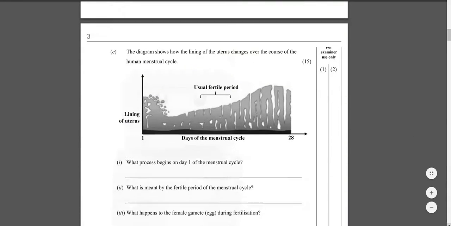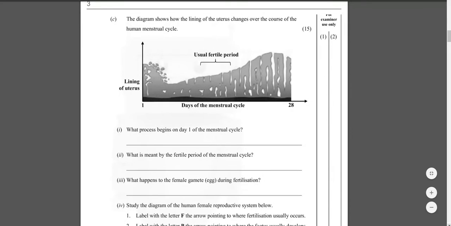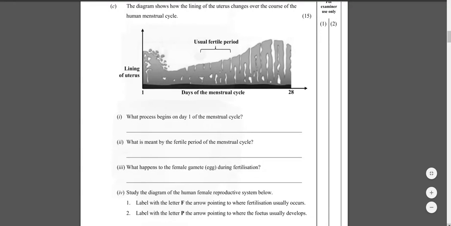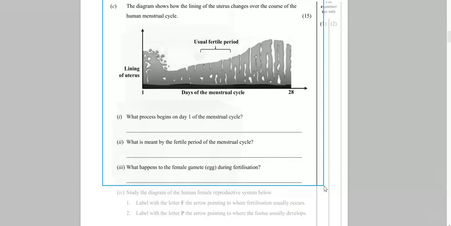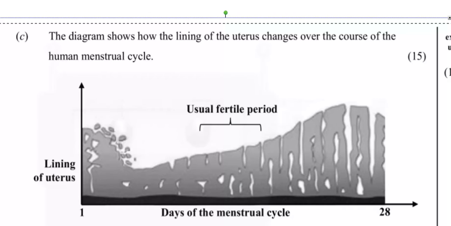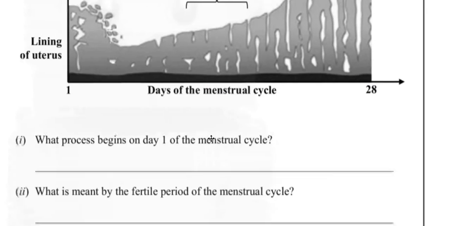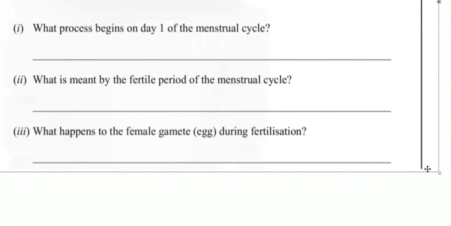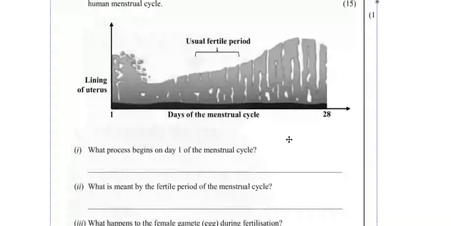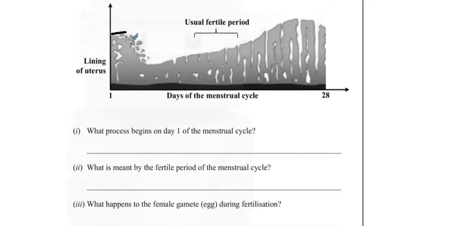The next question shows you the lining of the uterus and what happens to it during the menstrual cycle, and we've got to answer some questions on these parts. Okay, so let's give it a look. What begins on day one of the menstrual cycle? Well, I believe that's menstruation, where the uterus lining breaks down. You can see the lining is quite thick, and then it drops to this thickness here. So I'd say menstruation for the first one.